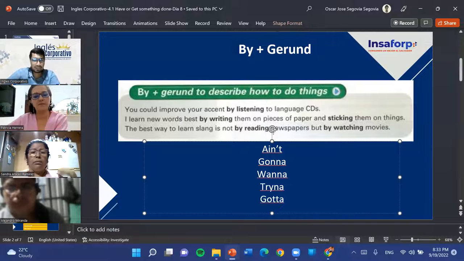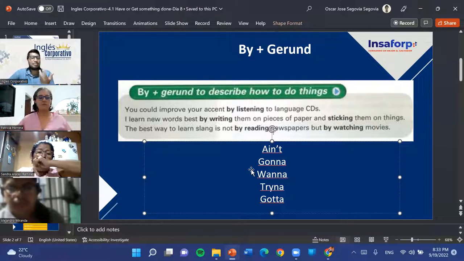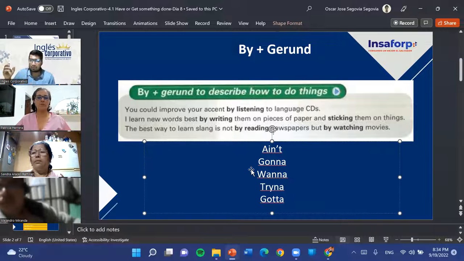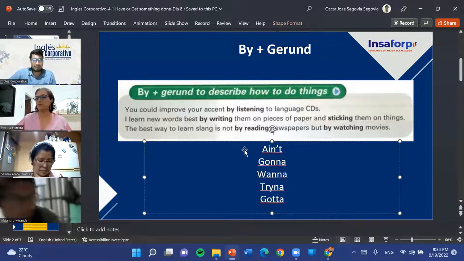So all of these are slang, but some slang are very common, like this one over here, ain't, with a specific, I don't mean to be rude, but with a specific demographic, you know? So when we talk about people of a specific sector of the population, it is very common to use this.